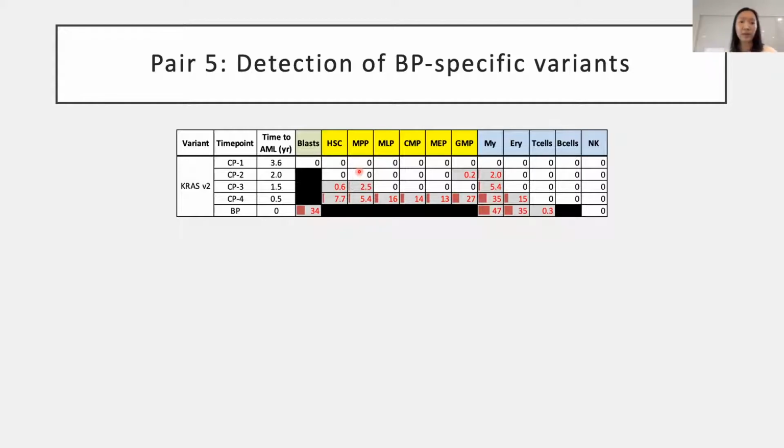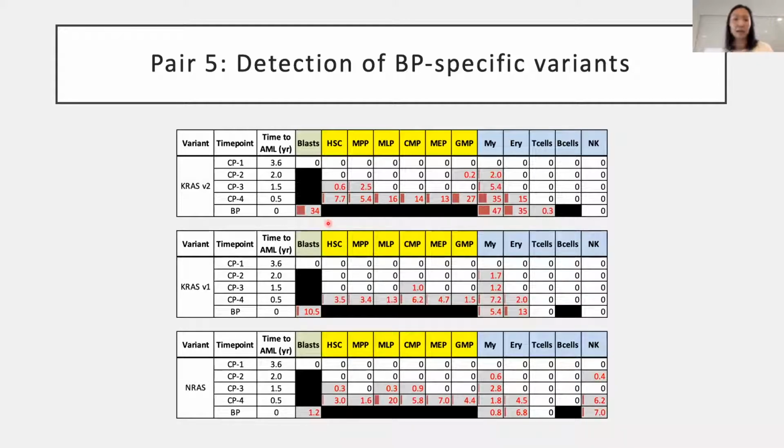As we get closer towards blast phase, and about 6 months prior to diagnosis of leukemia, we see the expansion of this variant. And by the time we're at blast phase diagnosis, it makes up 33% variant allele frequency in the leukemia blast.